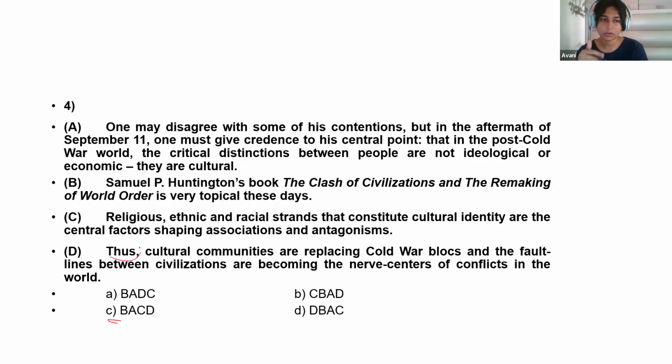B was the introductory sentence. In the options, B, A is the mandatory pair. B is the introductory sentence. It introduces the author and the book. And in the options, B, A are together. After A, C introduces the cultural identity. And D begins with 'thus'. D was the conclusion of the paragraph. So C and D form the mandatory pair.